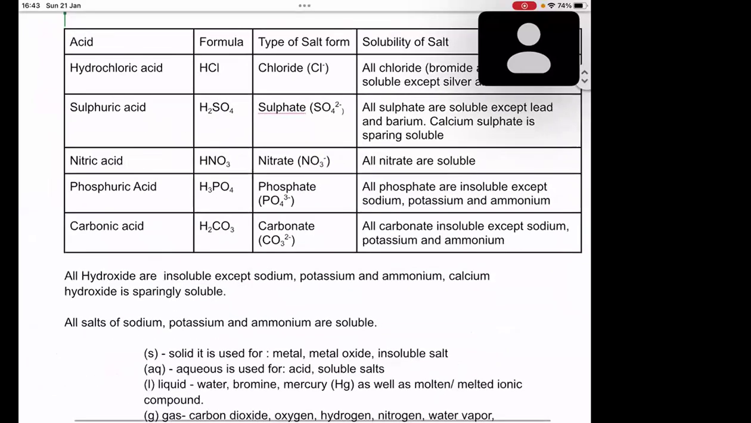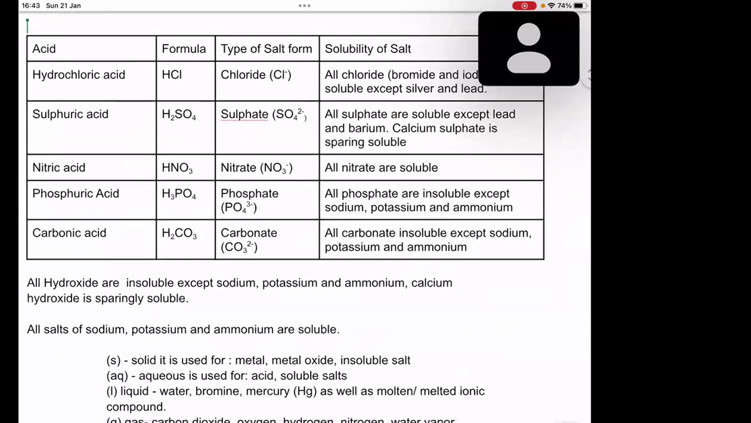We have sulfuric acid, H2PO4. What may I do? Sulfuric acid is H2SO4, sorry. And sulfuric acid forms sulfate salts, and it's SO4 2 minus. All sulfate salts are soluble except lead and barium. Calcium sulfate is sparingly soluble.